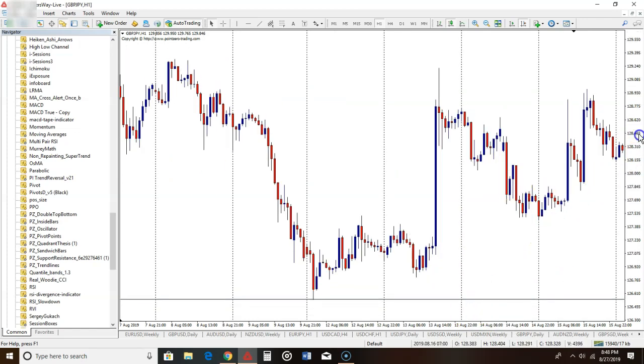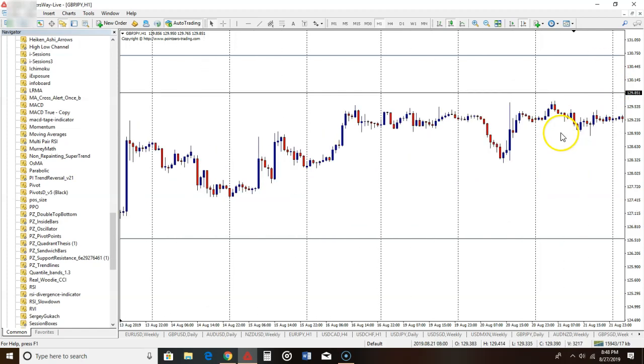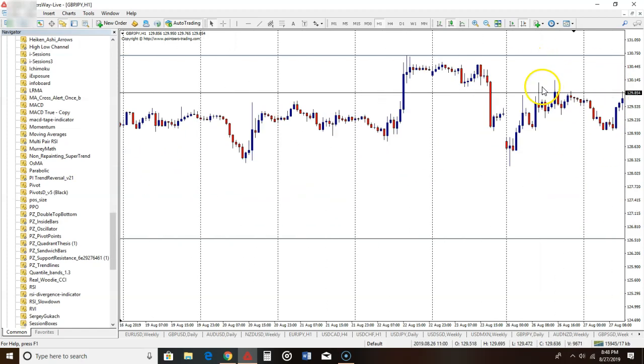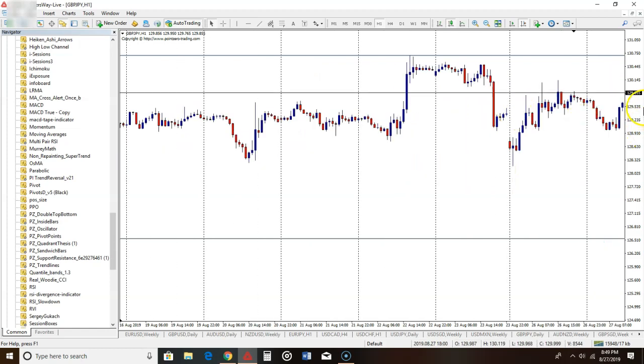Where do we think price is going? It's probably going up to this level. Let's see. There it is. Bouncing off this level. Where price is going. If it doesn't break this level, it's probably going back to this level. That's where we are today, so we'll see.